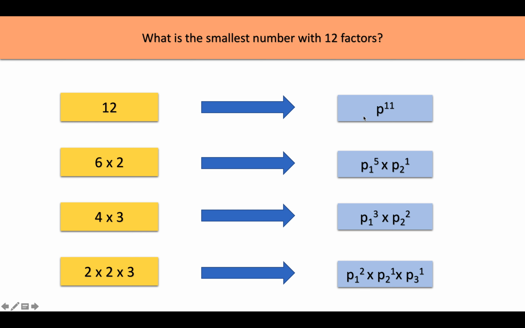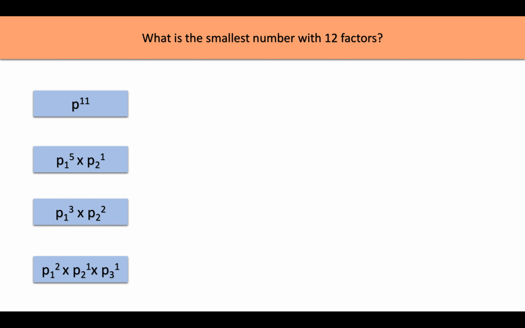Okay, now we have all sorts of prime factorizations that the original number could have, which has 12 factors, right? So these are the configurations of prime factorizations. Now we want to find the smallest number, right? So p raised to power 11. What is the smallest number that we can have here? So you just put p as the smallest prime number, which is 2. 2 raised to power 11 in this case.